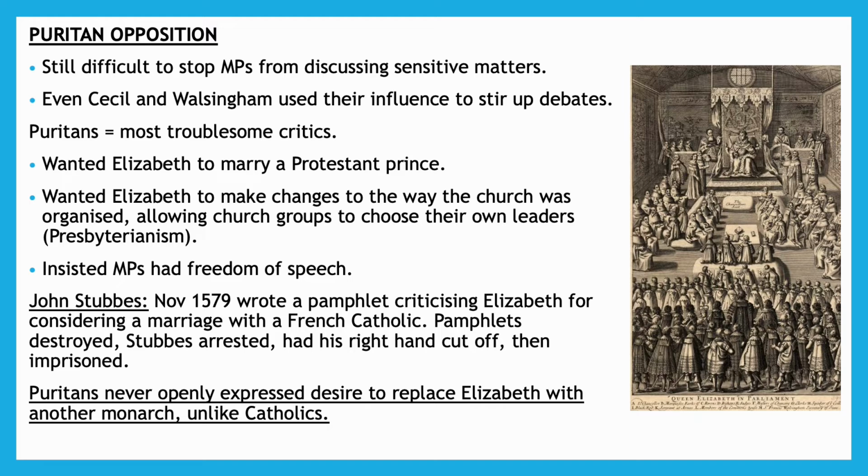The Puritans wanted Elizabeth to marry a Protestant prince, wanted her to make changes to the way the church was organised, and wanted freedom of speech. Now, John Stubbs in November 1579 wrote a pamphlet that criticised Elizabeth. He was arrested and had his right hand cut off.